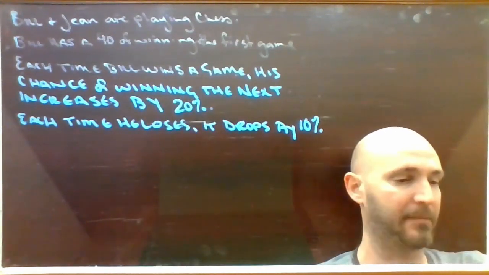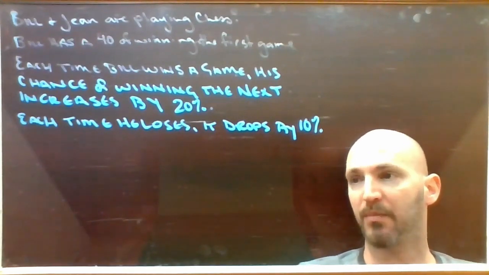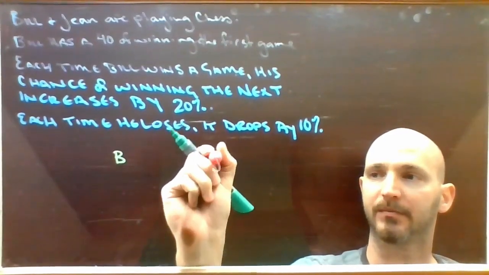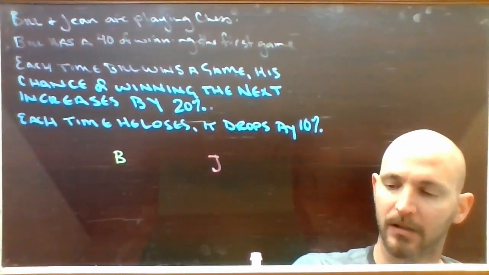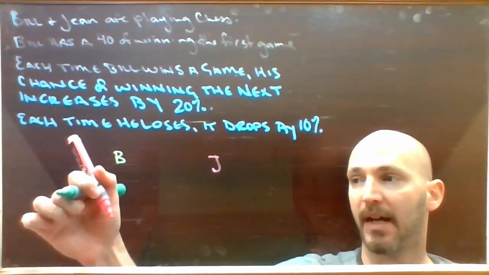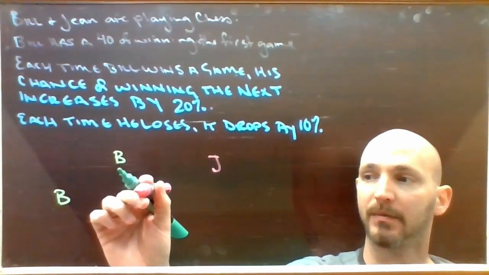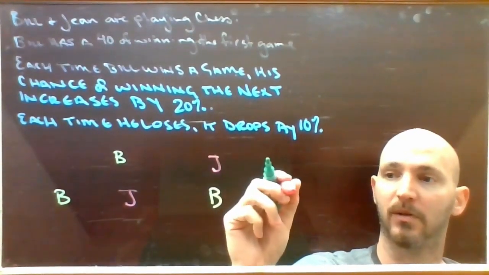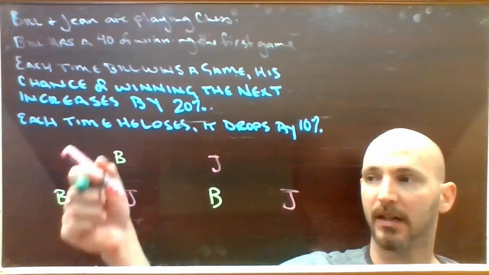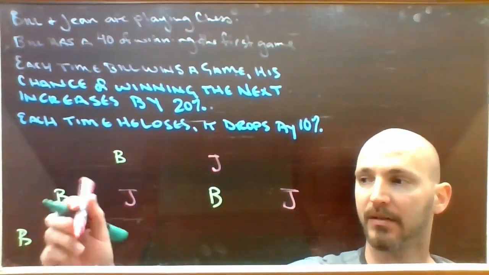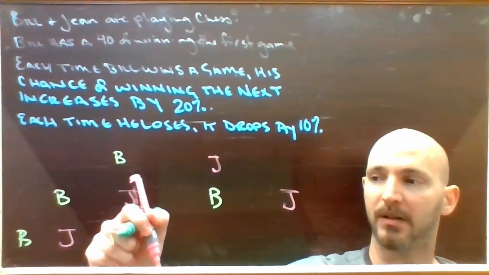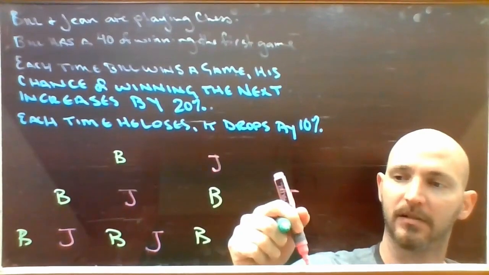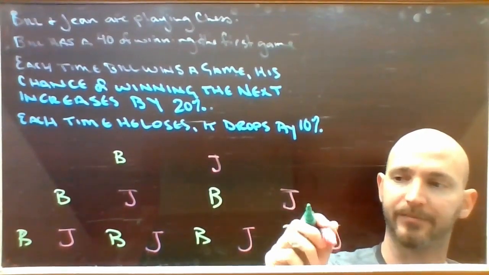So in the first game, it either goes to Bill or it goes to Gene. If Bill wins, Bill might win the next game, or Gene might. If Gene wins, Bill might win, or Gene does, and so on.